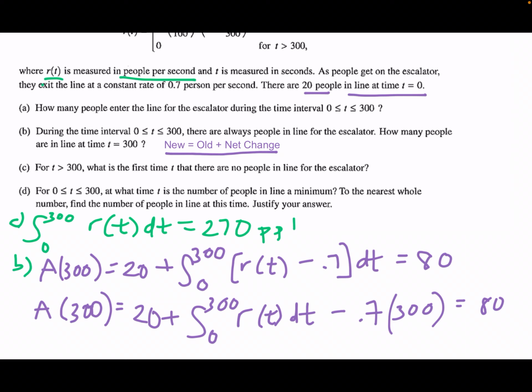Okay? Alright, let's move on to part C. Actually, before I move on to part C, I just want to emphasize that what we just found in part B is that at time 300, there are 80 people left in line. Okay? So we established that in part B, and now we're going to move on to part C.